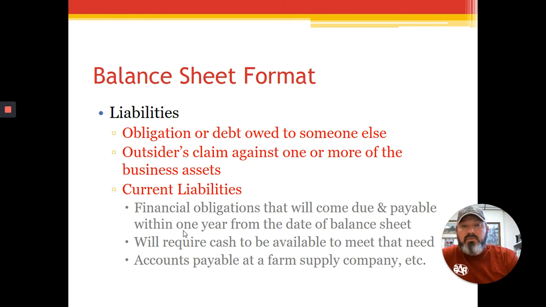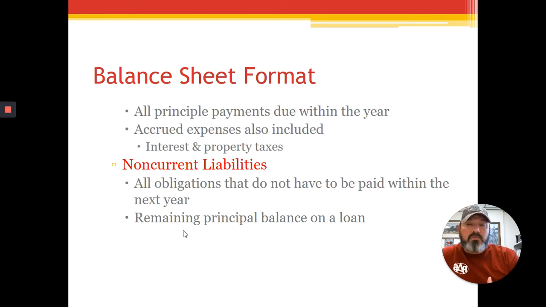So example, maybe you run an account at the local farm supply store, and once a month or once a quarter you go in and pay off all of the feed or supplies that you've purchased on a regular basis. That's a current liability. So you would also include any principal payments due within the year. So if you have a mortgage, there's principal due every payment. You count that as a current liability. Also, accrued expense, interest and property taxes, those are also accrued expenses that are a current liability.